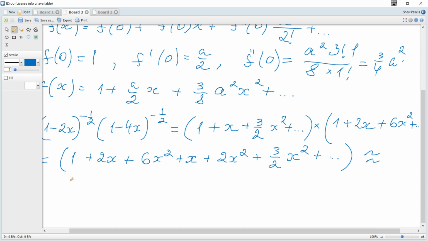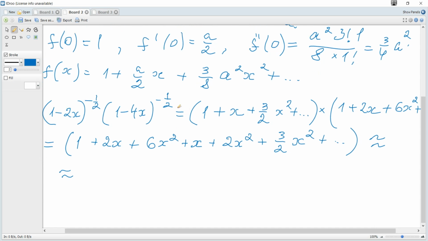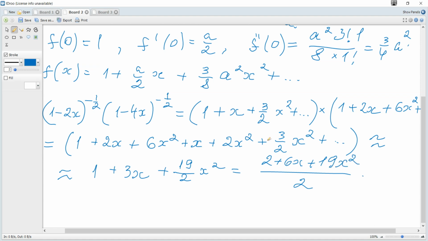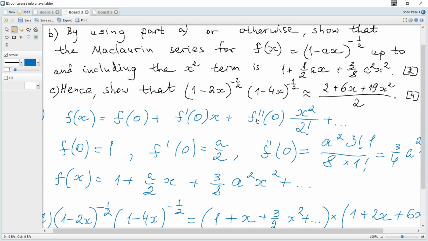And it is equal approximately, I write strictly with the dots, or approximately without dots, so it's 1 plus 3x, and plus what, 8, which is 16 over 2, plus 19 over 2 x squared, which is 1 over 2 plus 6x plus 19x squared, as required. Okay.